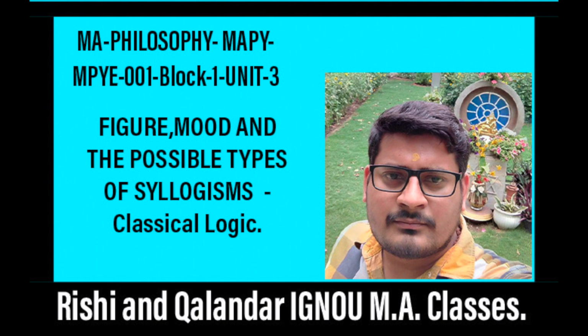Block number 1, Unit number 3, Figure, Mood, and the Possible Types of Syllogism. Objectives. This unit proposes to introduce a very interesting aspect of syllogism, viz. figures and moods. Through a study of figures and moods, you will be in a position to gain an insight into the intricacies of categorical syllogism. This is the main objective of this unit.